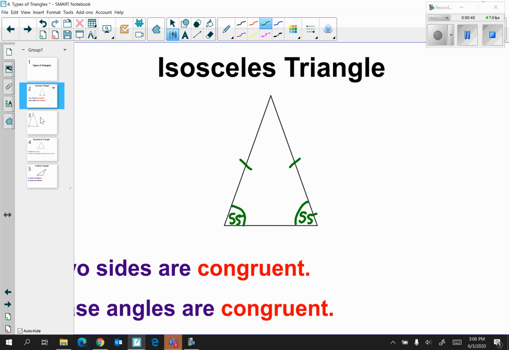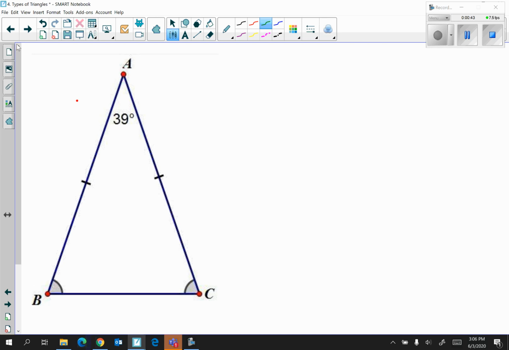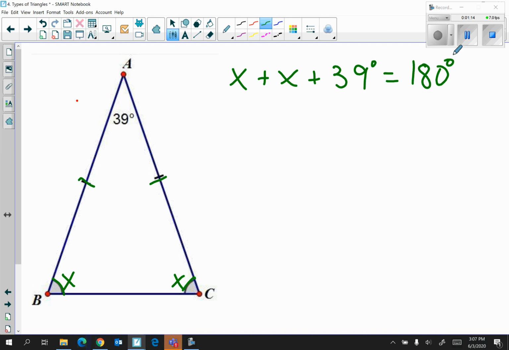Let's take a look at an example. So I have an isosceles triangle because notice that I have the 2 congruent marks and I have the base angles. Now if I want to solve for angle B and C, I would say that angle B is x, and because the base angles of an isosceles triangle are congruent, then C is also x. So to set up an equation, I would write x plus 39 degrees is equal to 180 degrees because remember, the interior angles of a triangle add to 180.